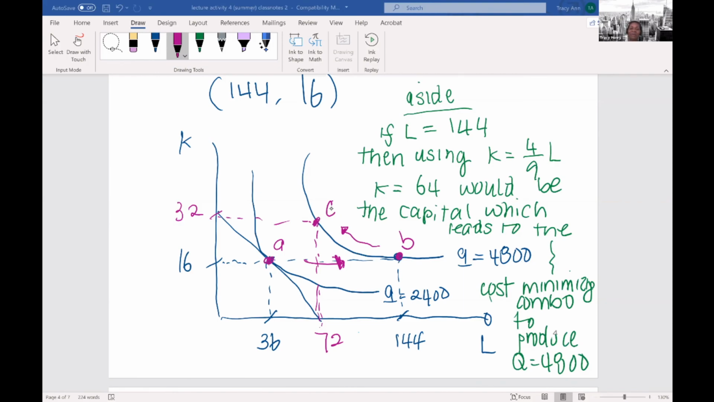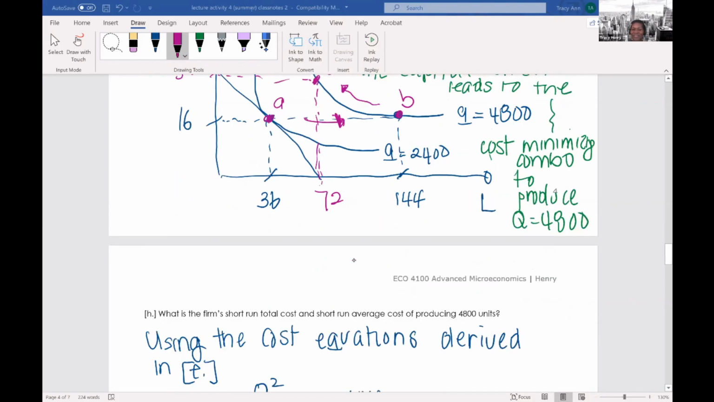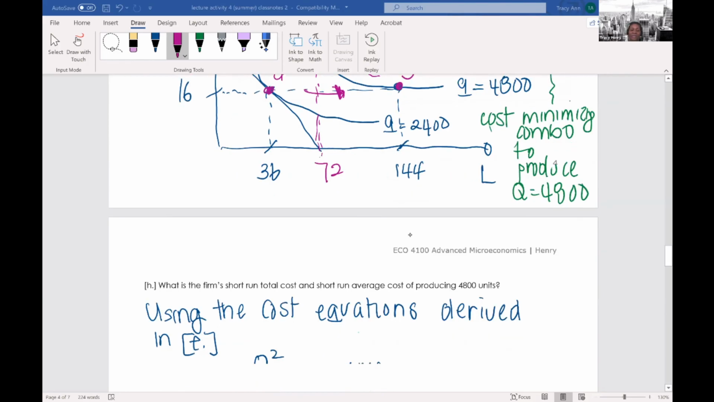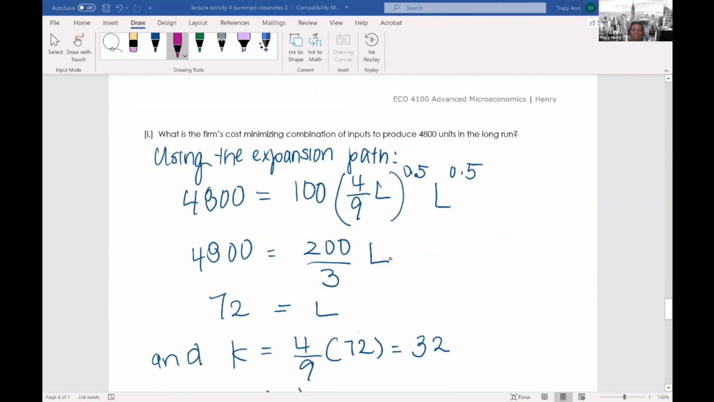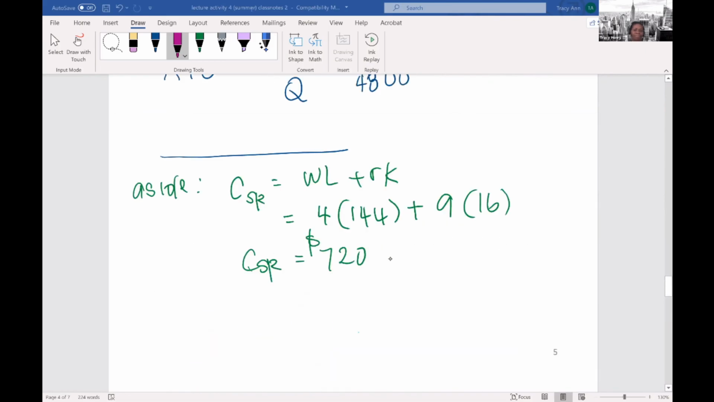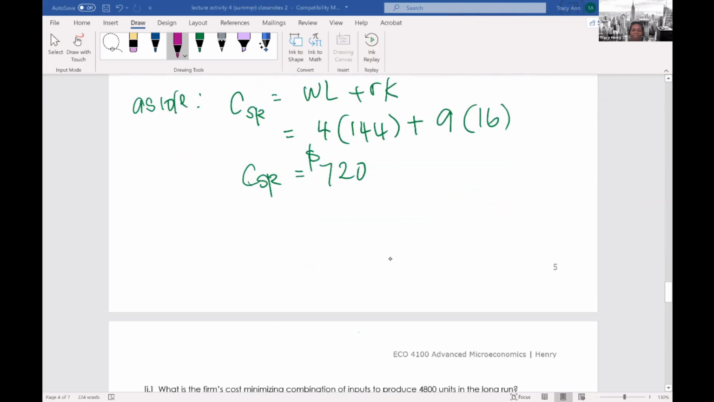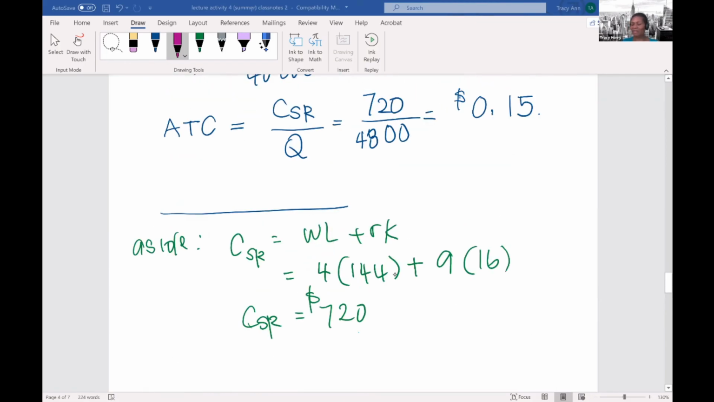And that is not cost minimizing, because to produce at point C, I'm going to be doing this at a lower cost. It's not going to be 1,152. So 72 times 4 for my labor is 288, and 32 times 9 is 288, and 288 plus 288 is equal to 576. So I can produce this 4,800 at a cost less than what point B is accumulating for me. So I know it's not cost minimizing. There are many ways you could tell it's not cost minimizing.